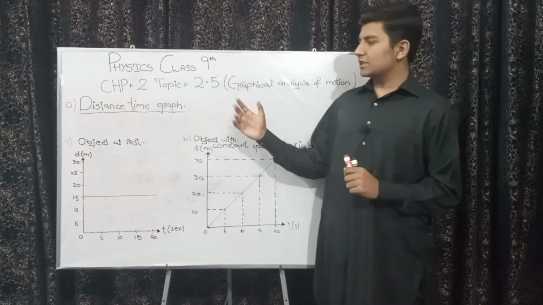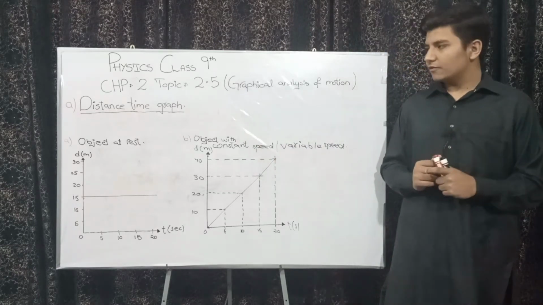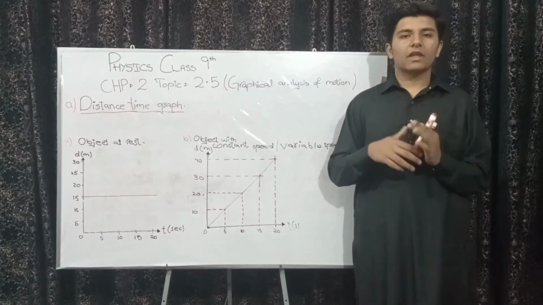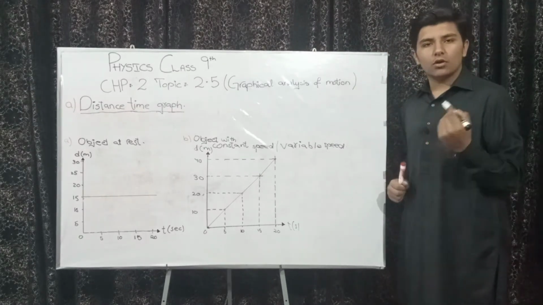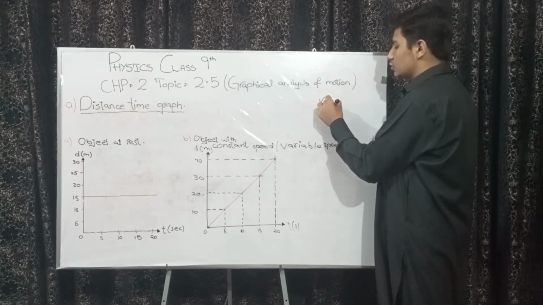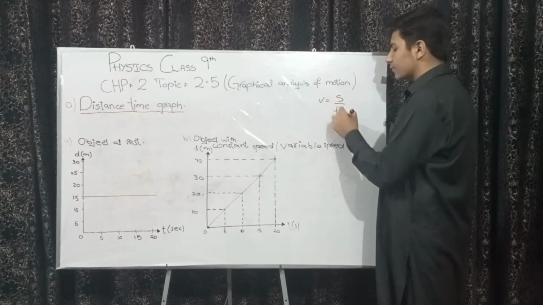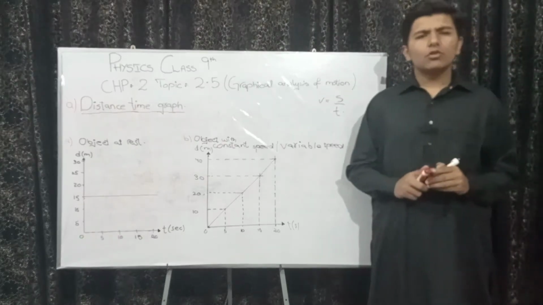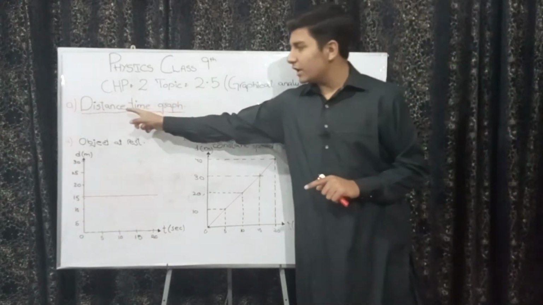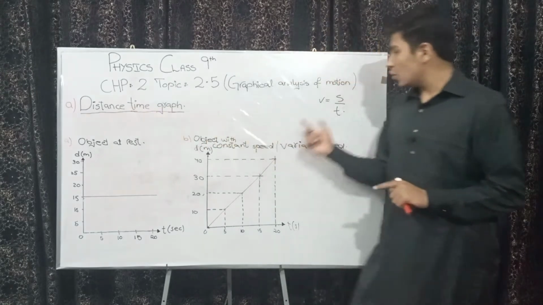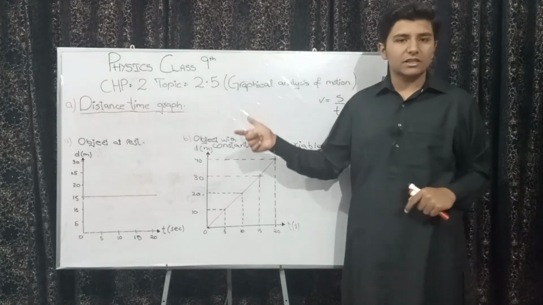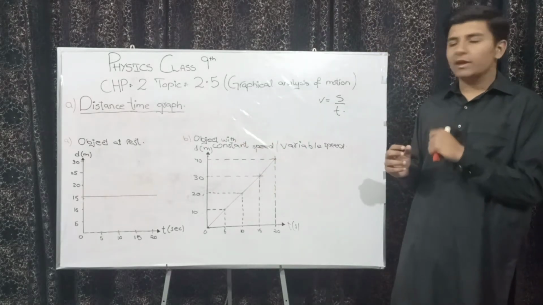So, first of all, what are distance time graphs? Distance time graphs are those graphs in which we study the relation of distance and time. If you do remember, there was one quantity which had the formula of V is equal to distance upon time. So, V is equal to distance upon time was the formula of speed. Here we are studying the relation of distance with time. So, in this graph we'll be studying how we'll be finding out the speed.